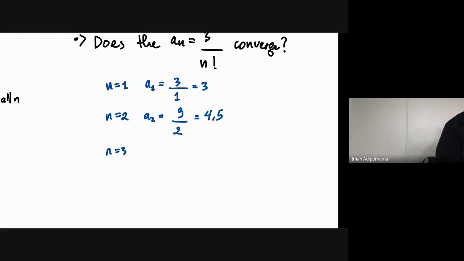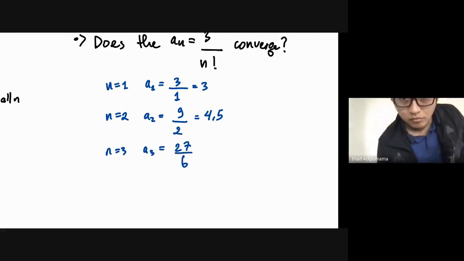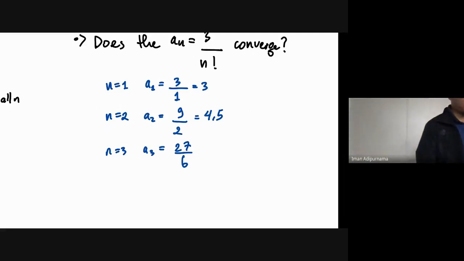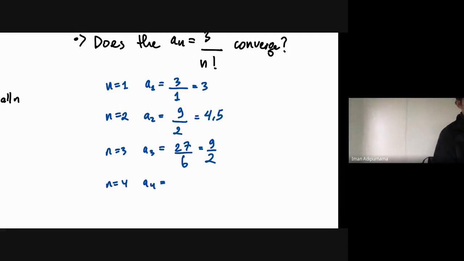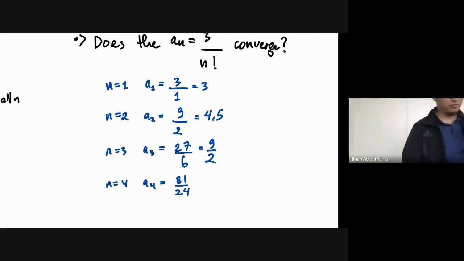And n equals 3. Let's just say it's 27 divided by 6. This is actually the same thing, right? And n equals 4. 81, right? 4, 3, 12, 24. Divided by 3 will be 27. 8.